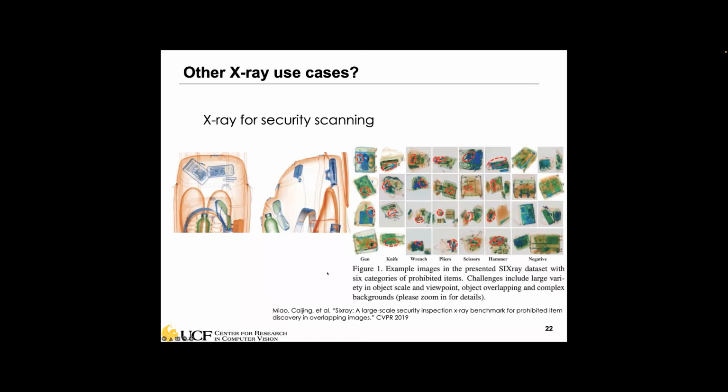Okay, so actually there's a data set that was collected for this purpose, published in CVPR 2019. This is the security inspection X-ray benchmark. They have, I think, 7 prohibited items. You can develop a deep learning algorithm based on the images to detect and locate these prohibited items. So if you're interested, maybe you can take a look at this particular data set. I think this is very interesting.